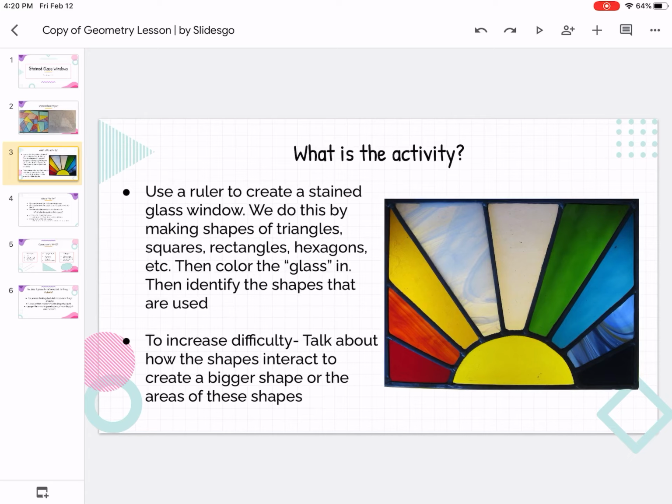And to increase difficulty with the task, you can talk about how the shapes interact to create a bigger shape, so the big rectangle, and how those little shapes make that big rectangle. And then you can talk about the areas that those shapes take up and how they interact with each other.